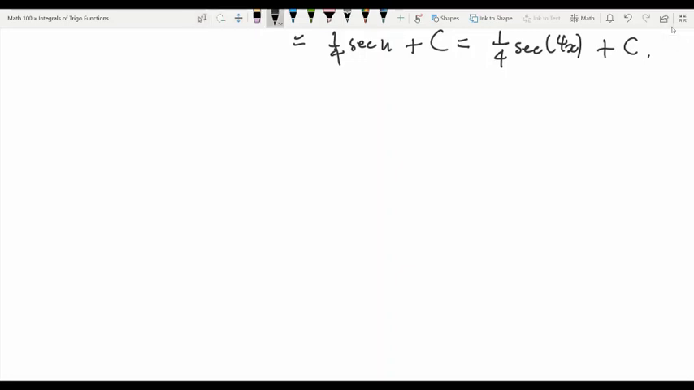Next, let's have example number 3. For this one, we want the integral of 3x squared times cosine of x cubed plus 1 dx. Here we have a product of two functions. So to introduce a substitution, we look at the more complicated expression. So here, comparing the two, the more complicated one is cosine of x cubed plus 1.